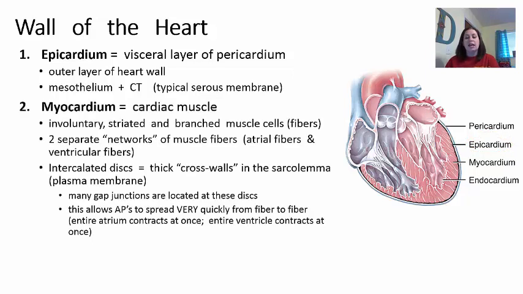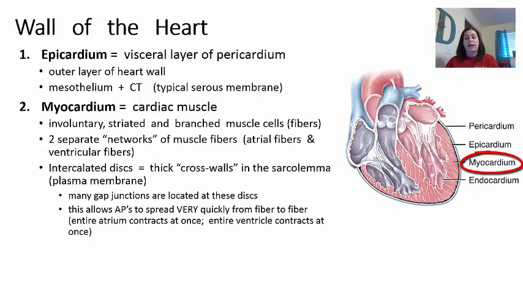We then see the second layer, which is the myocardium. Anytime we see myo on there, we're talking about muscle. So this is the cardiac muscle. This muscle is involuntary. Okay, you don't have conscious control over it. It also is striated. It does have those sarcomere structures that you learned back in the muscle chapter, which makes them look striped. However, they're also branched.